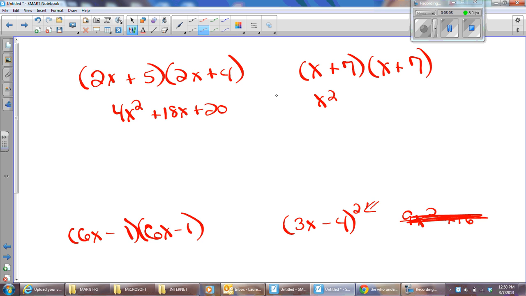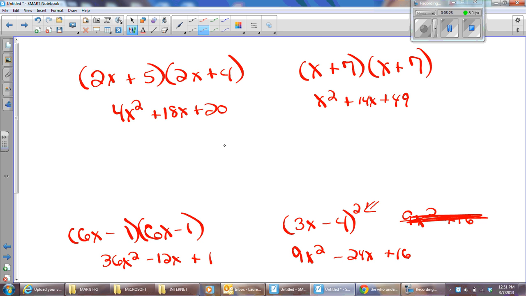Not sure what I did there. I must have made a mistake, but that's okay. Let's see, sorry, 14x plus 49. And then this will be 36x squared minus 12x plus 1. And this one is going to be 9x squared minus 24x plus 16.